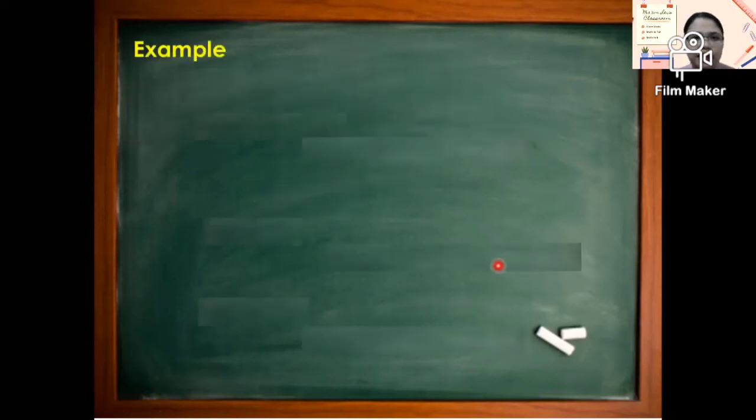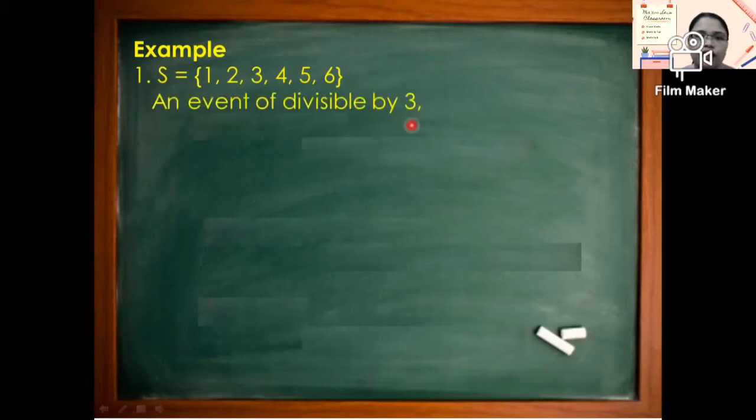Let's have an example. Tingnan nga natin. Example number 1. The sample space is 1, 2, 3, 4, 5, 6. An event of divisible by 3. Ano ba yung mga number na divisible by 3 dito? So, pagpalagay natin event A is equal to a number daw po divisible by 3, which are 3 and 6. So, ang gagawin natin, gagawa tayo ng set.